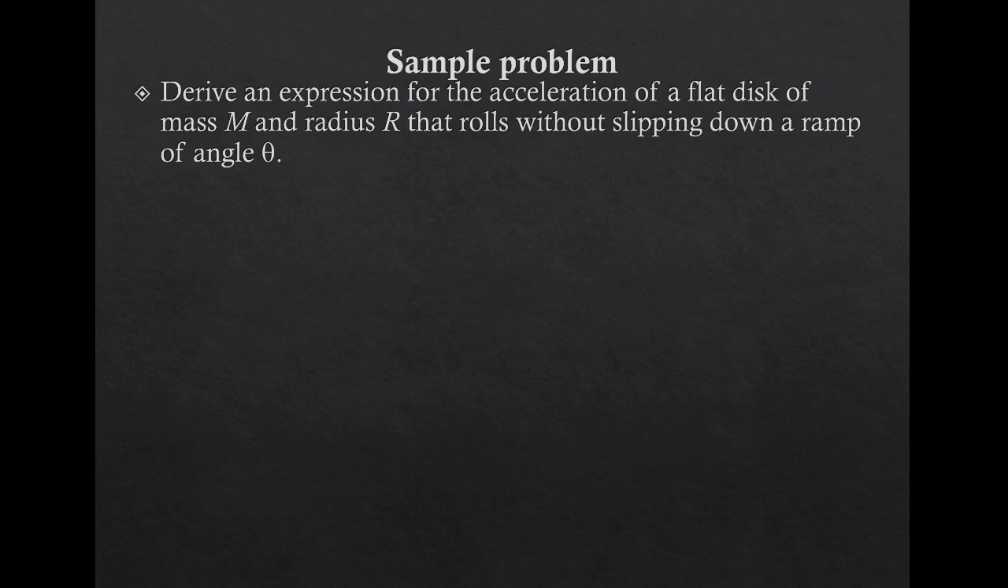Okay, so first we want to derive an expression for the acceleration of a flat disk of mass m and radius r that rolls without slipping down a ramp of angle theta. Now this is something that we can do using conservation of energy as well as forces and torques. So we want to focus on forces and torques, at least for right now, and then we can go back. So here's our flat disk, and because it's a disk, we know that I is equal to 1/2 mr squared. It's just another one that you can look up.